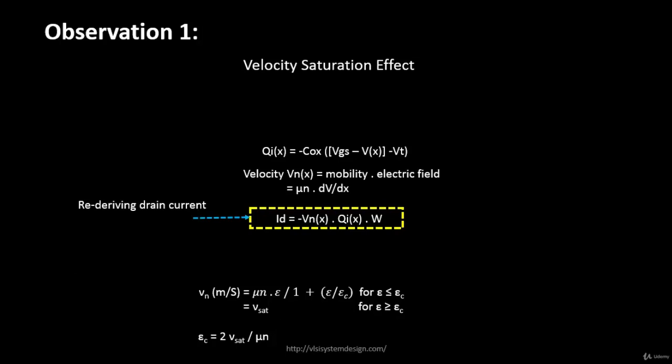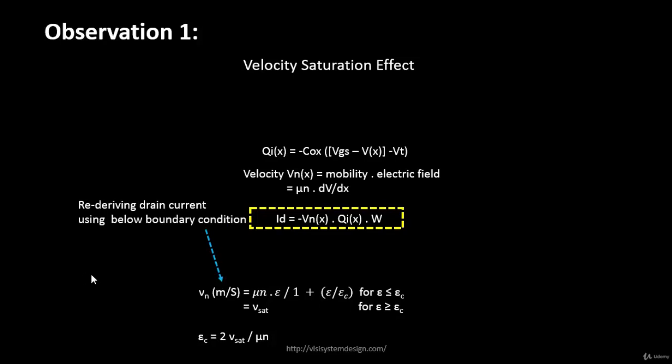So sometime back we had these equations where your charge was a function of oxide capacitance and VGS minus Vx minus Vt, and we had integrated this one. Okay, and your Vn of x was mobility times electric field. So we had used these two equations and came up with the drain current equation. So let's try to rederive the same drain current in the presence of Vsat and the electric field. So it comes to something like this.